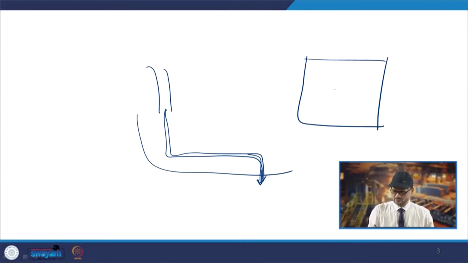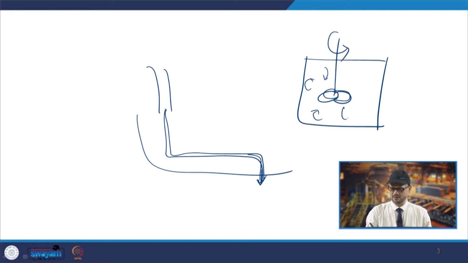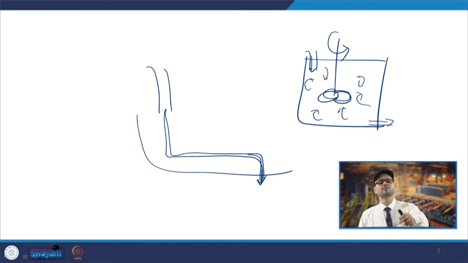It is like a system where you just have an impeller, and you are rotating it. So, everything will be moving everywhere, and it will be completely mixing. This way you will have a completely mixed flow. You have flow in, and some flow out, and you will have complete mixing if you have a mixer with a stirrer. This is an example of a completely mixed flow.